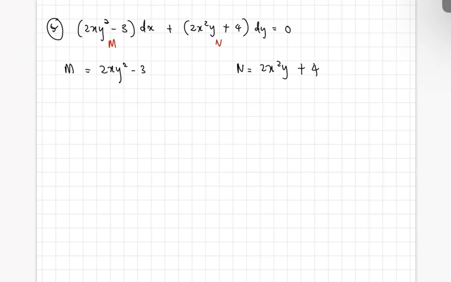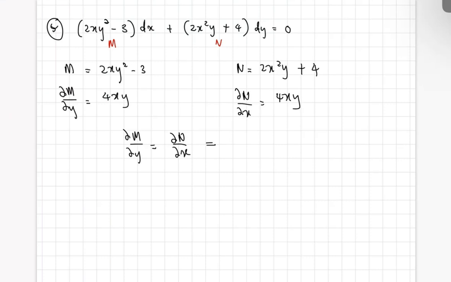Test for exactness. So find del M over del y. We have 2xy squared, so 4xy minus 0. Del N over del x: we have 4xy plus 0 also. So both are equal. So del M over del y is equal to del N over del x, and then this one is an exact equation.